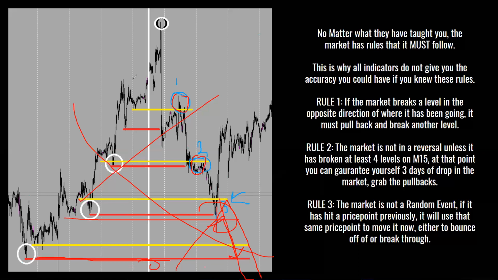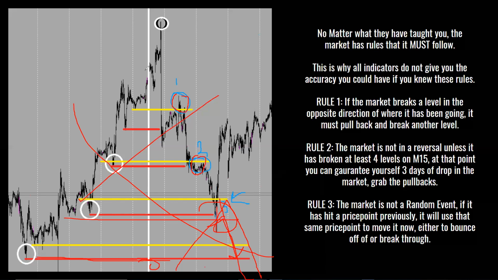And that's what this is, I don't know if I covered that here, rule number 3: the market is not a random event. If it has hit a price point previously, it will use that same price point to move, either to bounce off of or break through. So you can look back in your charts and identify price points that the market has already bounced off of or resisted, and you can map those out and see the market still has to use those same price points to move.